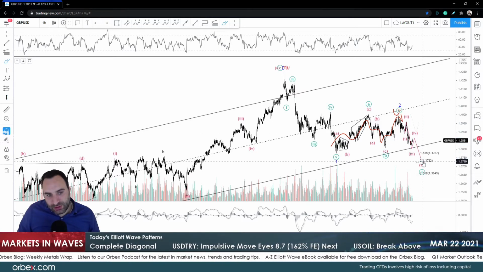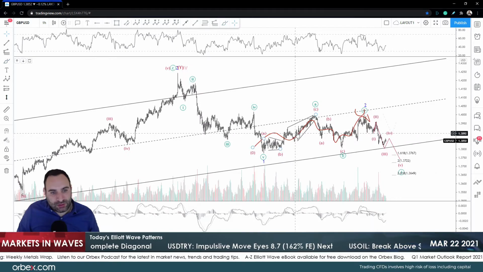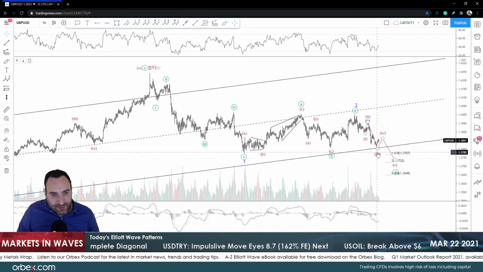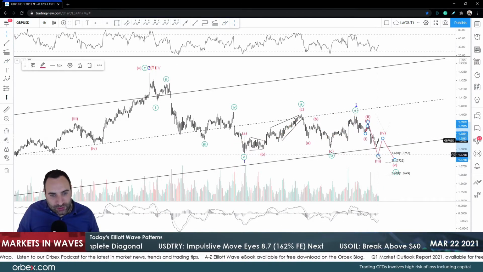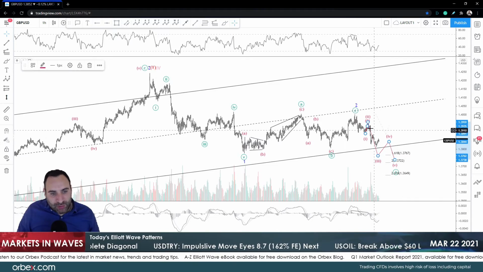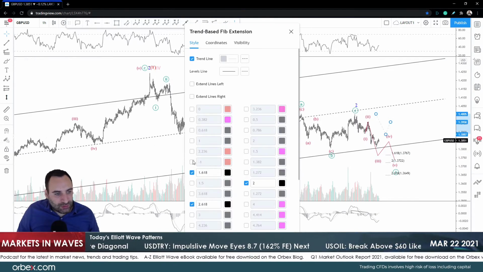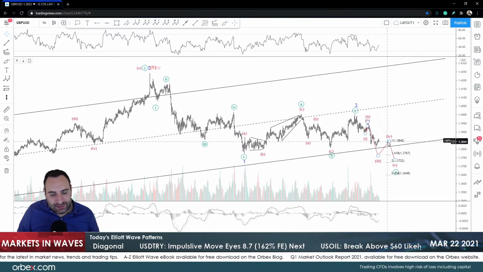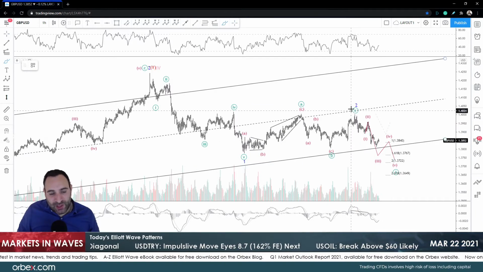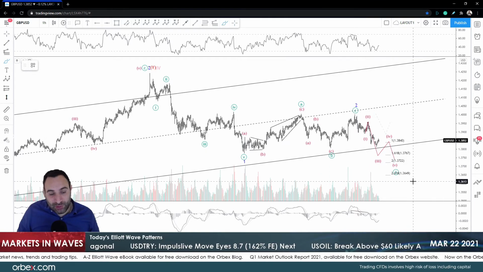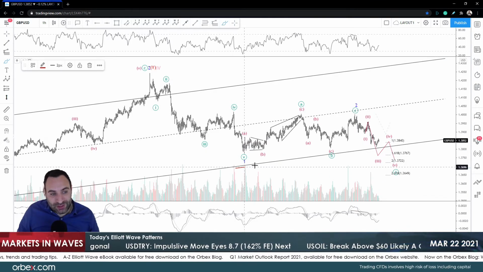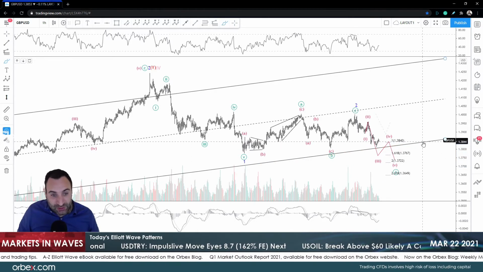The question is, is wave 3 finished here, or are we going to go lower down to 137.67? Because the truth is that we've only extended a bit over 100%, and that is not usually a wave 3, especially when we're looking at a break below a previous low, right? Because we're looking at the break of this channel actually, and we still remain above this channel.